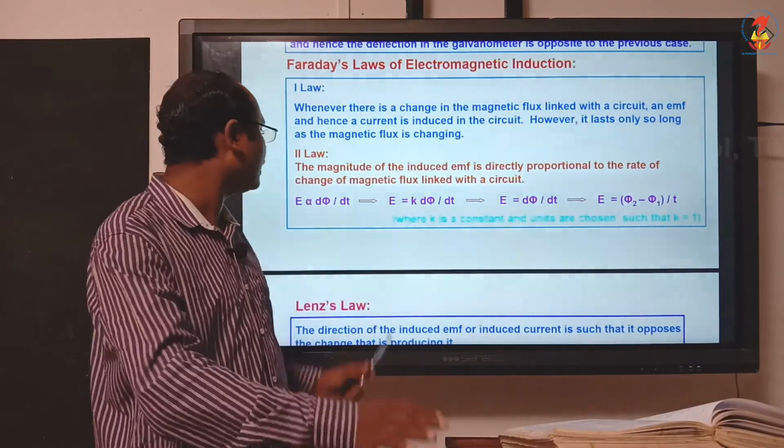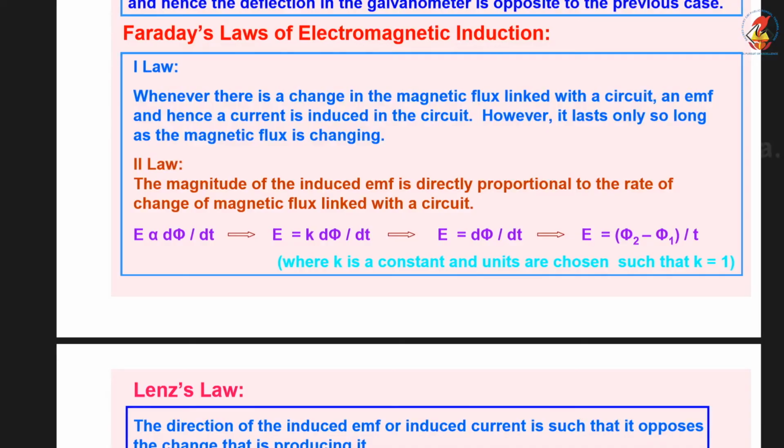So we can write the equation like this: E proportional to dφ/dt, E is equal to K into dφ/dt, where K is a constant. The units are chosen such that the value of K is 1. So finally we can write E is equal to dφ/dt, where E is the induced EMF. And it can be written as (φ2 minus φ1) divided by t.